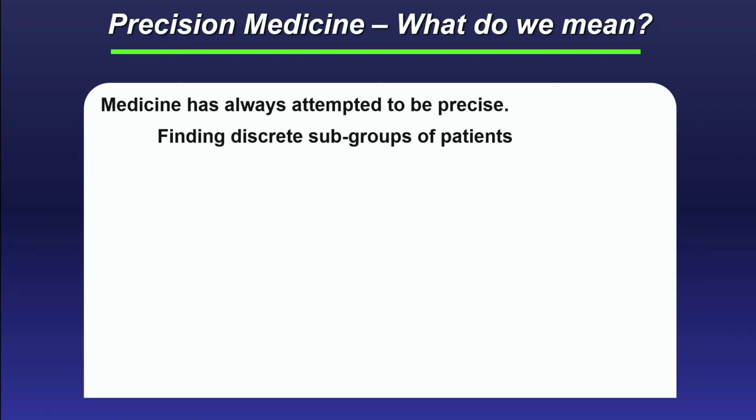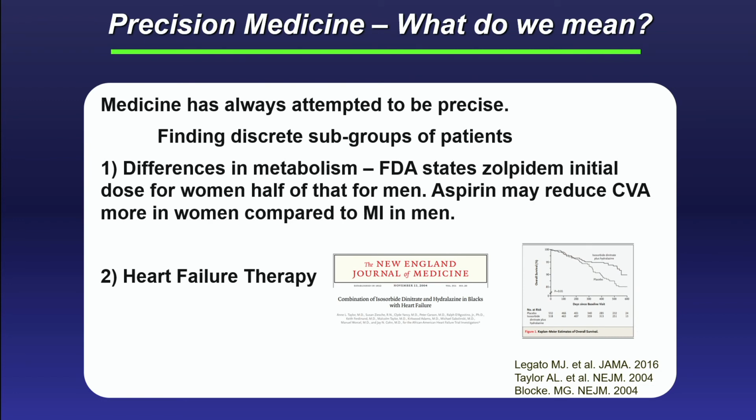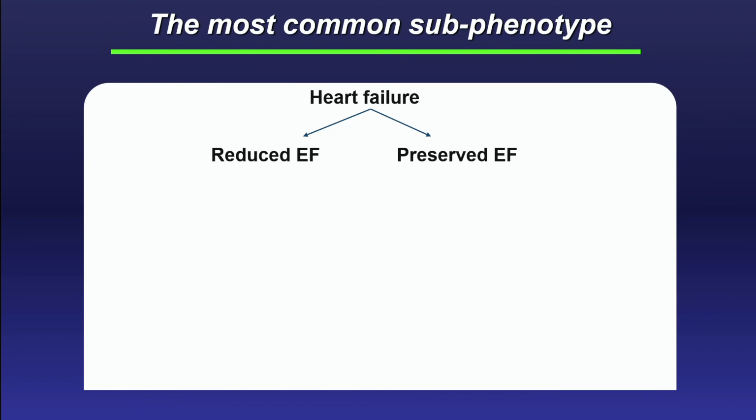So there's been a lot of interest in this concept of precision medicine. I would, though, argue that medicine's always attempted to be precise. And as clinicians, we've always tried to identify discrete subgroups that may benefit differently to a therapeutic. There's many examples of this, of different metabolism of medications based on gender, as well as potentially different therapeutics based on background.